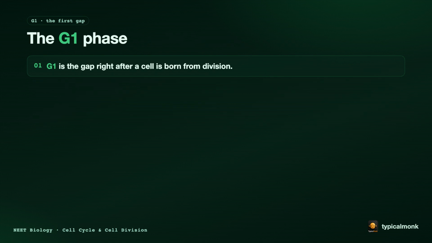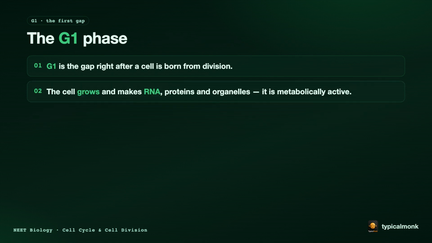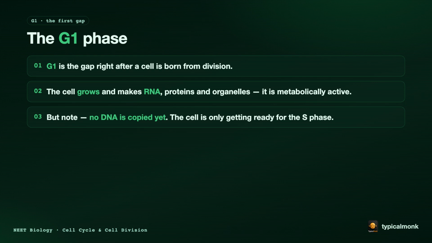Now the first part, G1. G1 is the gap that comes right after division, at the birth of a new cell. During it, the cell grows and makes RNA, proteins and organelles. It stays fully active. But note, no DNA is copied yet. The cell is only preparing for the S phase.